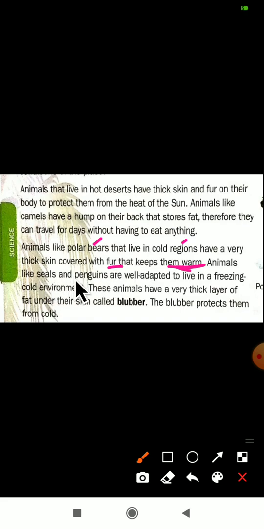Animals like seals and penguins are well adapted to live in a freezing cold environment. These animals have a very thick layer of fat under their skin. It's called blubber. The blubber protects them from the cold. See, dear students, these animals have blubber. Blubber is nothing but a thick layer of fat stored under their skin. So it protects them from the cold.